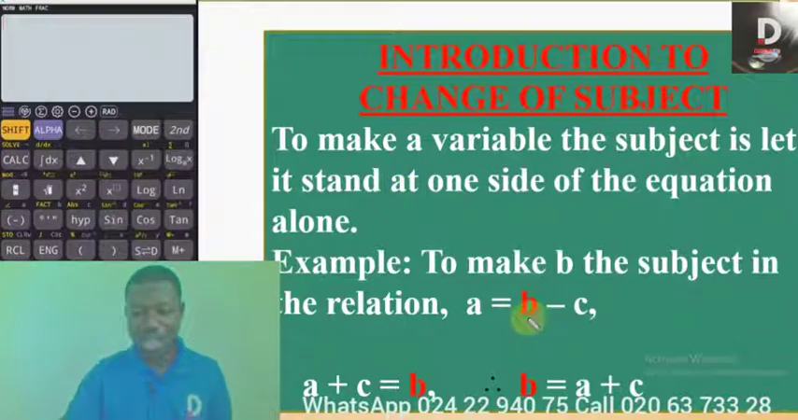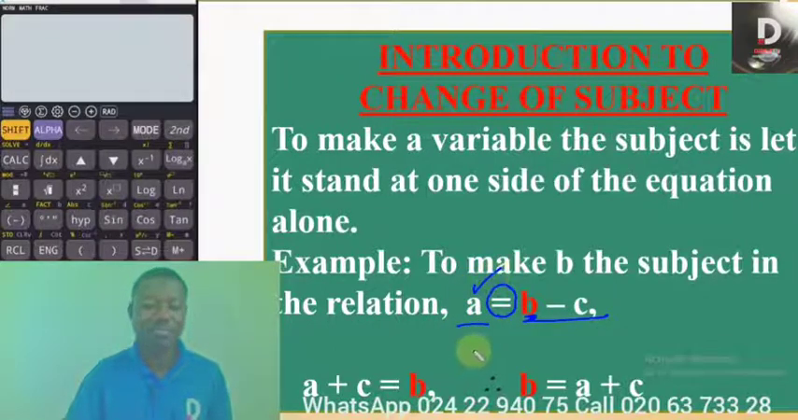So here, if you are asked to make B the subject, you can see that this is the borderline, the equal sign. There are two items here, B and negative C, sorry. And this side is what? A. So now A is the subject right now. So to make B the subject, you have to clear off C, cancel C, let B be alone. And there's work to do.